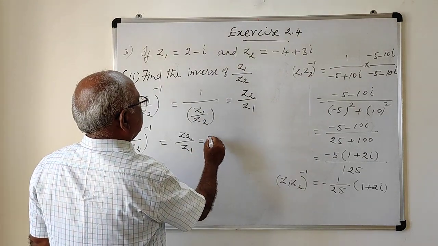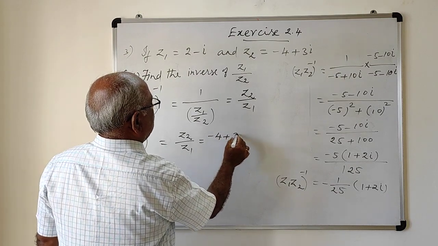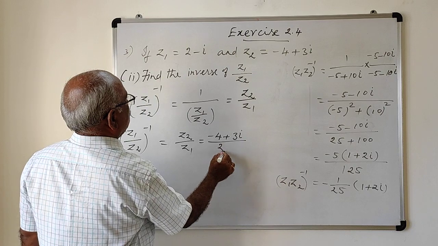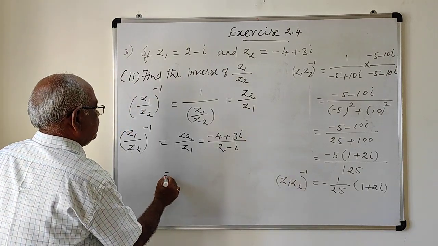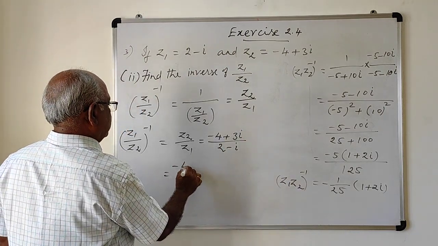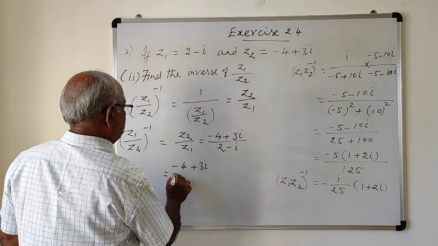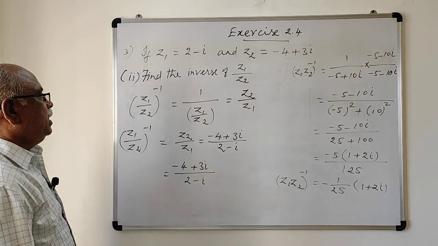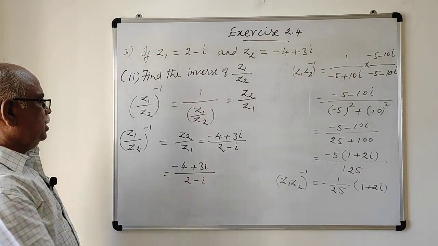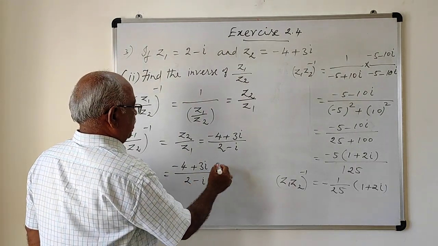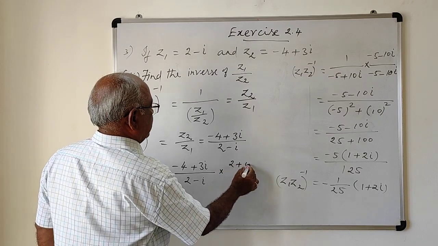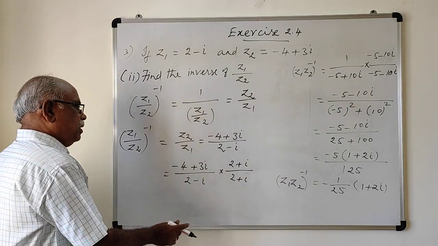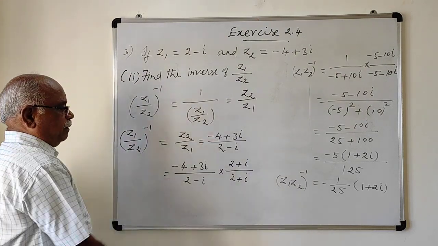Z2 is minus 4 plus 3i, Z1 is 2 minus i. Now you multiply the minus 4 plus 3i by 2 minus i. You multiply the conjugate of the denominator, that is 2 plus i by 2 plus i, both in the numerator and in the denominator.